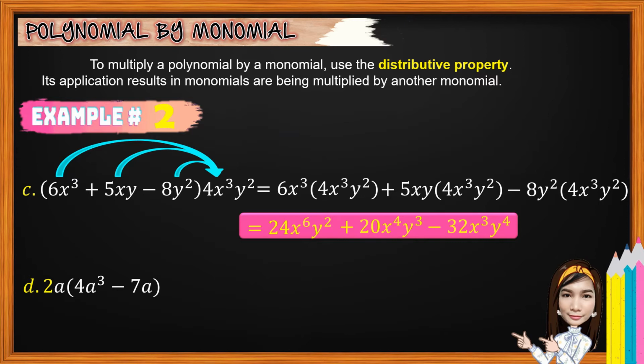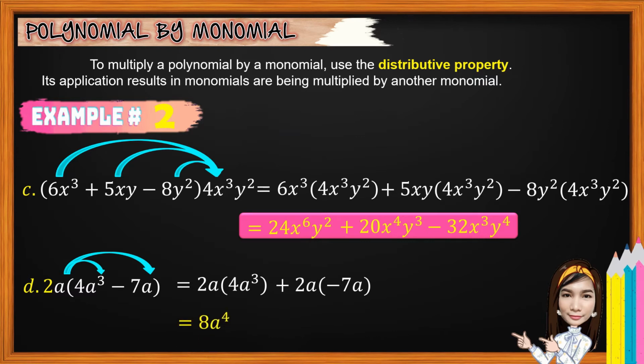So we have monomial times binomial. Distribute the first term. 2a on the first term, we have 2a times the quantity 4a cubed. Distribute 2a on the second term, we have positive 2a times the quantity negative 7a. Then multiply the numerical coefficients. Then on the literal coefficients, apply product rule.